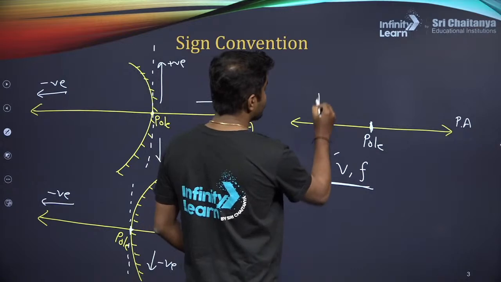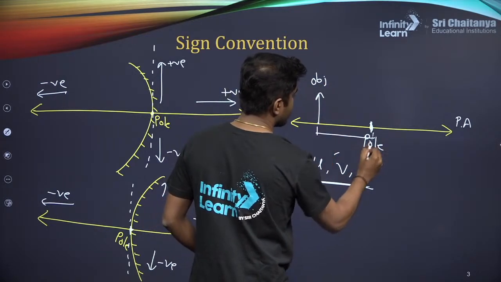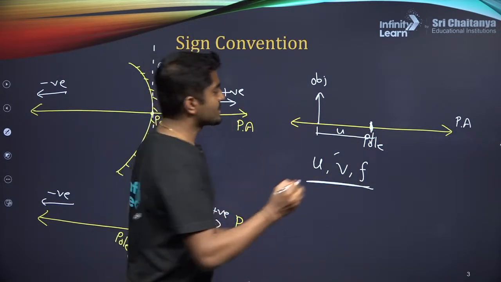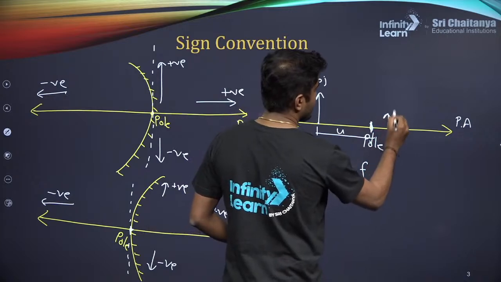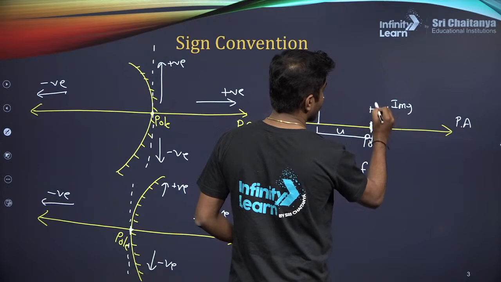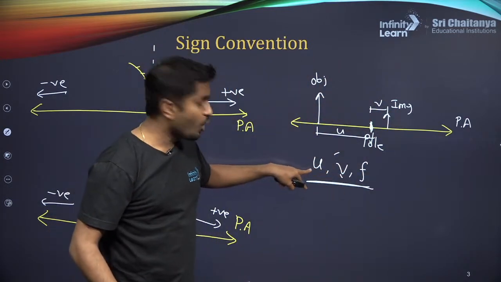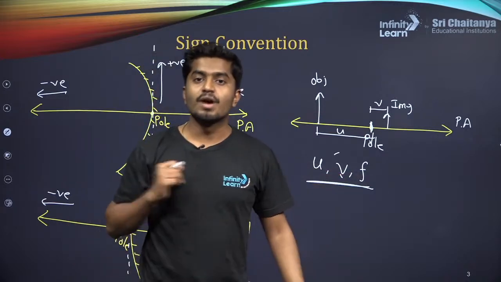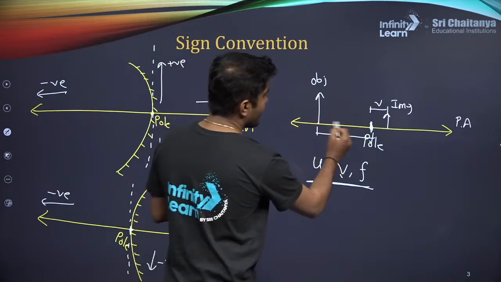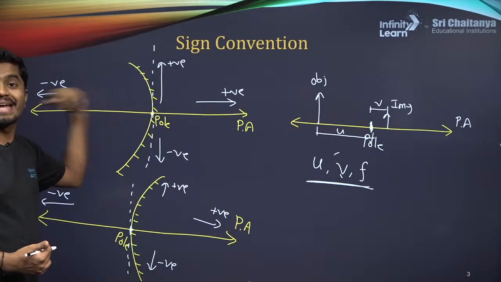So if you place the object here, there is your object. This is u, which is the object distance. Let's suppose the image is formed here, there is the image. So this would be our image distance. v is the image distance, u is the object distance, f is the focal length, right? So now this u, the object distance, is going to be negative, because you are going to the negative direction.